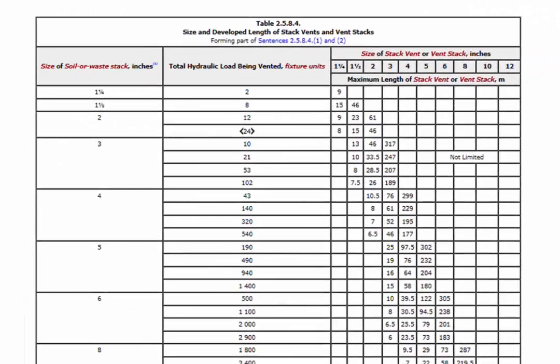So we need to do 3 things when we look at the stack vent table 2584. We need to know the size of the base of the stack, the total load that is being vented through the stack vent, and then we'll have to look up what length we need to accommodate, and that'll finally dictate our size. So we have 2-inch base. We can look at this column here. Now we go to the right.